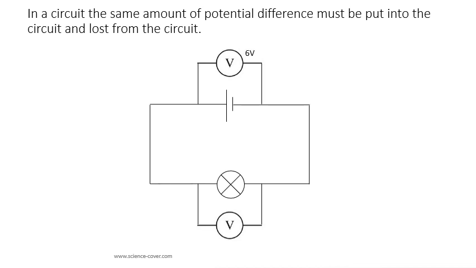So let's imagine we place in 6 volts into this circuit from the cell. Then that 6 volts will be carried by electrons around the circuit to the bulb, and as we only have the one bulb, that bulb must lose all 6 volts.